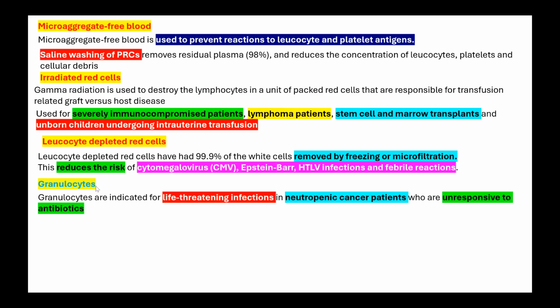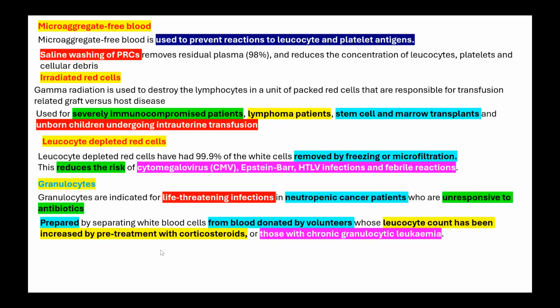So in them you can give the white cells also. Neutrophils or granulocytes can be given, and this is prepared from blood donated by volunteers who have a high leukocyte count, which can be increased by pre-treatment with corticosteroids, or those with chronic granulocytic leukemia. So patients who have granulocytic leukemia are very good donors for providing granulocytes for others.